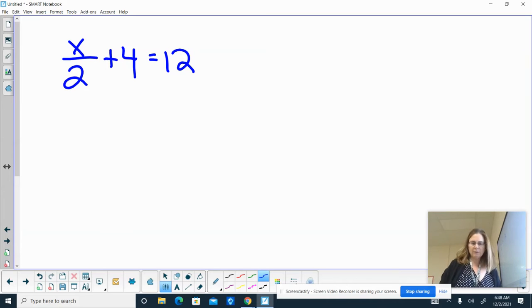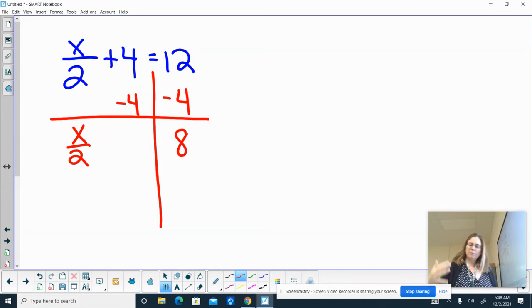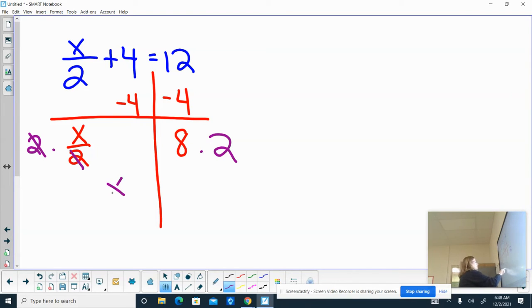So when your fraction looks like this, the first thing that you want to do is subtract that constant. Okay, so I'm left with the fraction equals 8. Now I want to do the opposite. A fraction is division, so I want to do the opposite, so that would be multiplication. So I want to multiply by 2. My 2 in my numerator, my 2 in my denominator cancel out. I'm left with x equals 16.